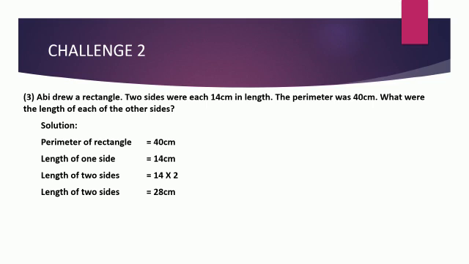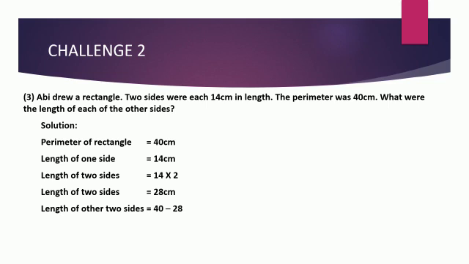Now we have two things. Perimeter of rectangle is equal to 40 centimeter and length of two sides is equal to 28 centimeter. Now we will use these two pieces of information to find out the length of other sides. How will you use it? Length of other two sides is equal to 40 minus 28. You will subtract 28 from 40, means you will subtract the length of two sides from perimeter. 40 minus 28 will give the length of other two sides.